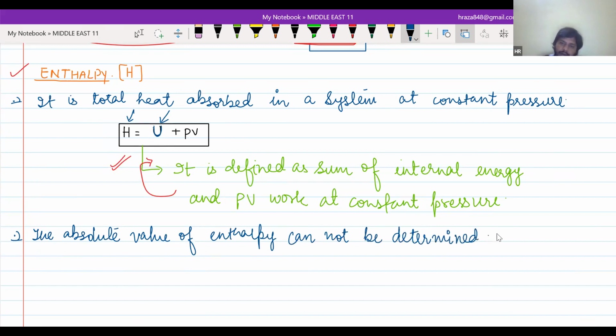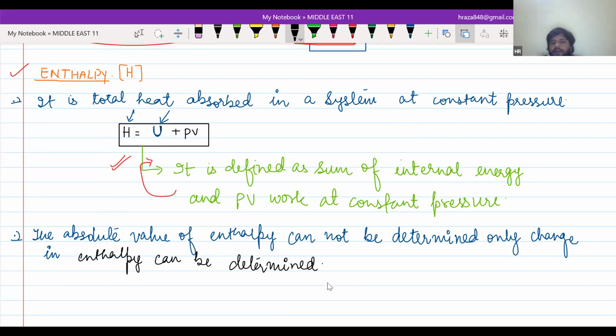Cannot be determined. Only change in enthalpy can be determined, can be calculated or determined. Just write it and let me know.